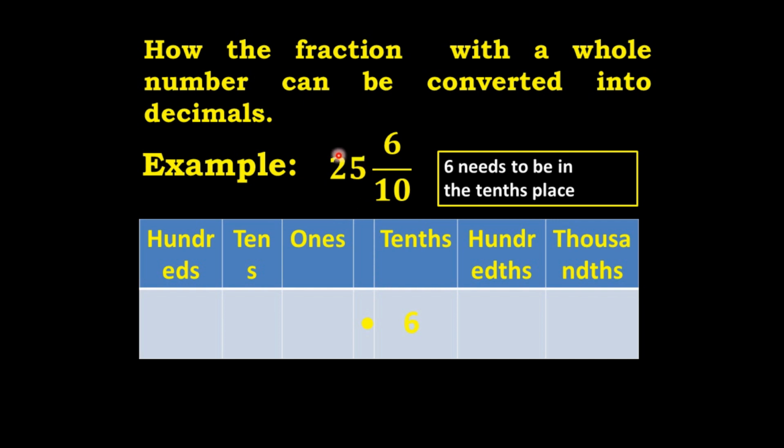Very simple, guys. Let us just copy the whole number. Of course, using the chart, let us place each digit here according to its place value. So 5 needs to be in the ones place. Then 2 needs to be in the tens place. So meaning, the decimal form of 25 and 6 over 10 is 25.6. Okay? So, you have noticed here, the whole number, we just copy it down. Alright? So, this is now our answer.